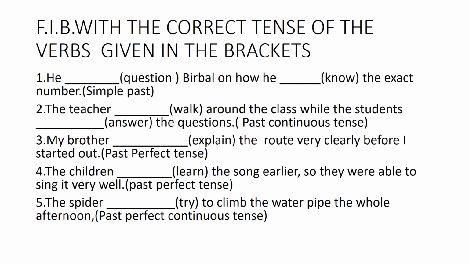Third example: my brother dash the route very clearly before I started out. Past perfect tense. For past perfect tense, whether the subject is I, you, we, they, he, she, it, we use had plus past participle. So the answer: my brother, that means the subject is he. He had explained the route very clearly before I started out.